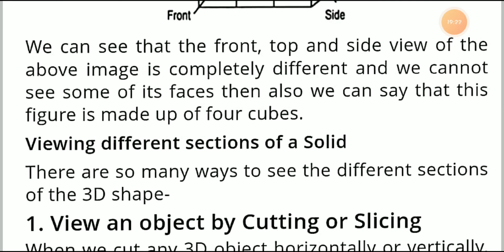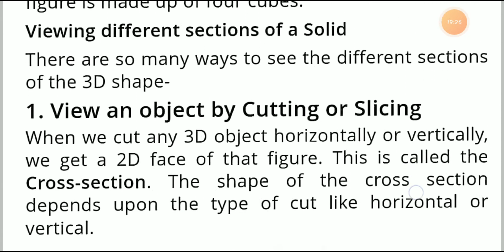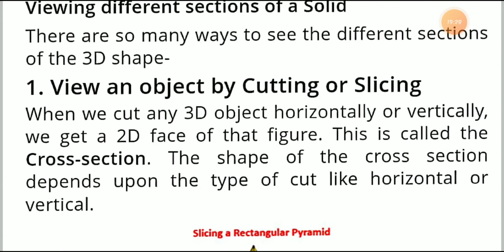Viewing different sections of a solid. There are many ways to see different sections in 3D figures. When we cut any 3D object horizontally or vertically, we get a 2D face of that figure. This is called a cross section. We do this by cutting and slicing.